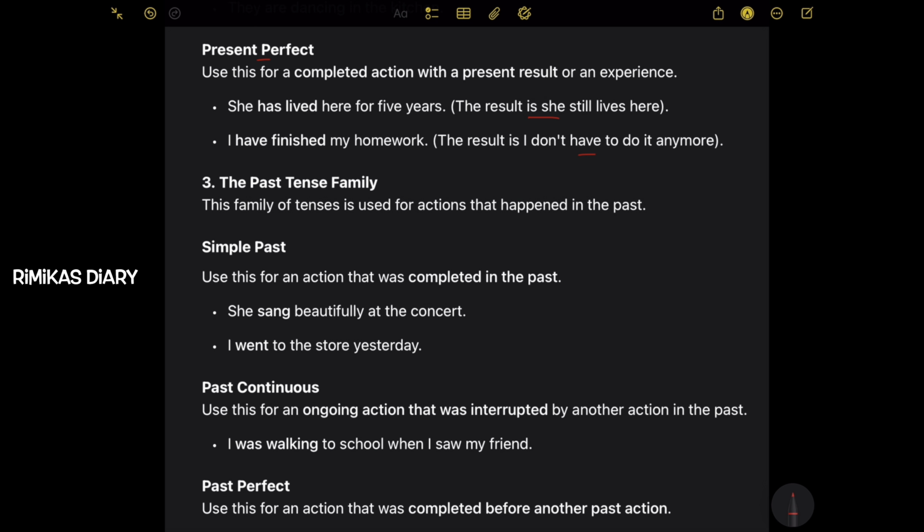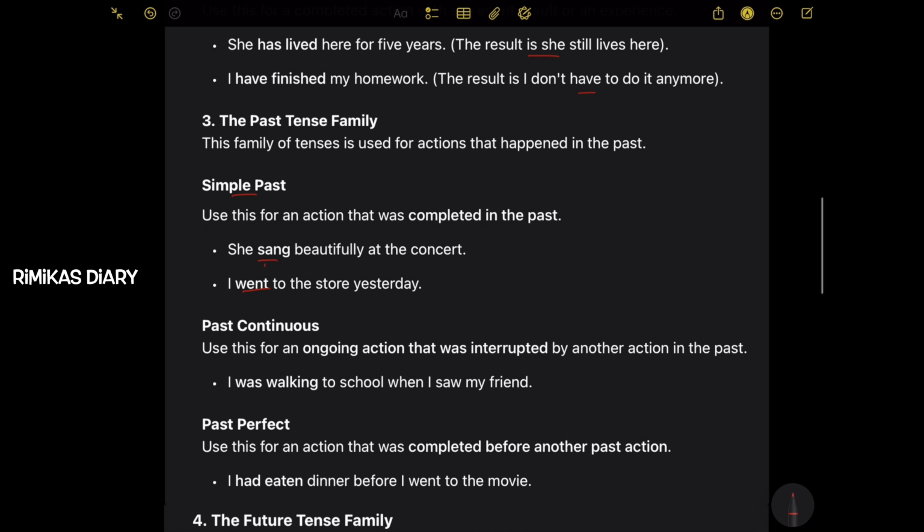Next, the past tense family. This family of tenses is used for actions that already happened in the past. Simple past: use this for an action that was completed in the past. She sang beautifully at the concert. I went to the store yesterday. These actions, sang and went, already happened in the past.